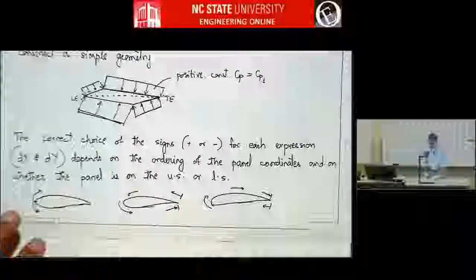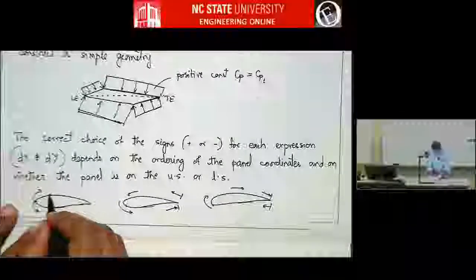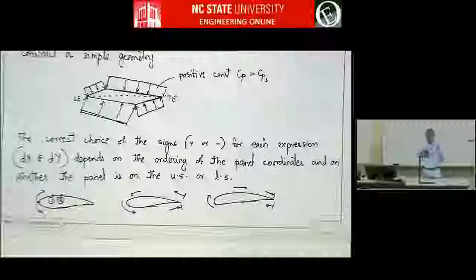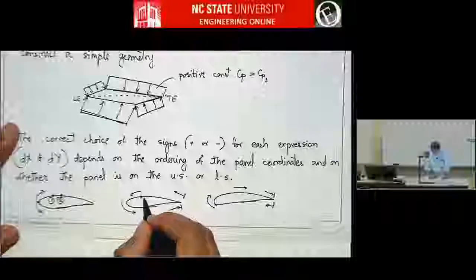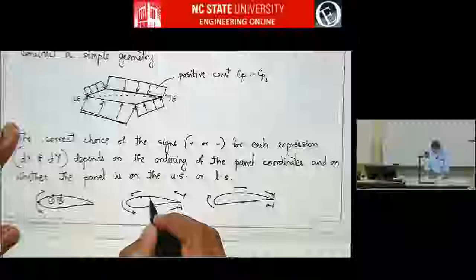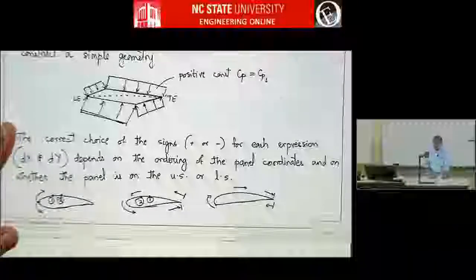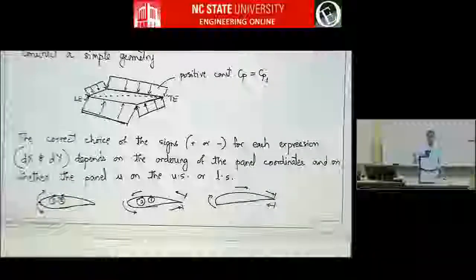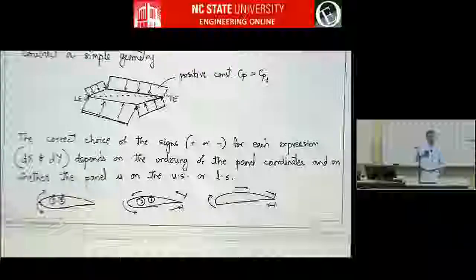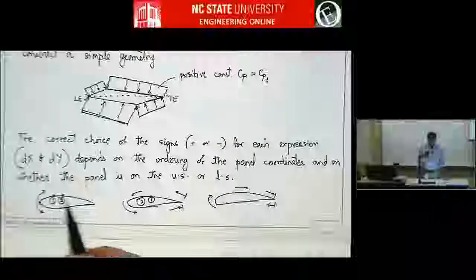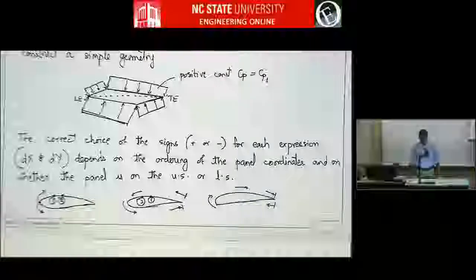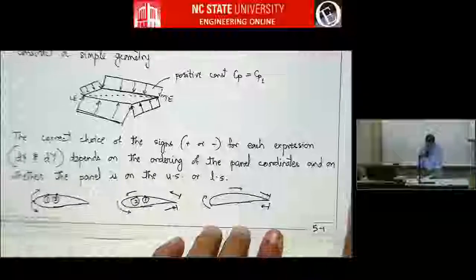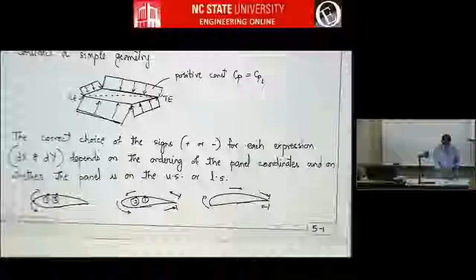So think about it. In this case, if you take a panel like this, this is 1, this is 2, right? If you go along the ordering of the coordinates. Whereas here, the same panel, if it's ordered like this, this will be 1 and this will be 2. So your dx, dy, small dy are really x2 minus x1, y2 minus y1. So it will be different in these cases. So these are all things to keep in mind.